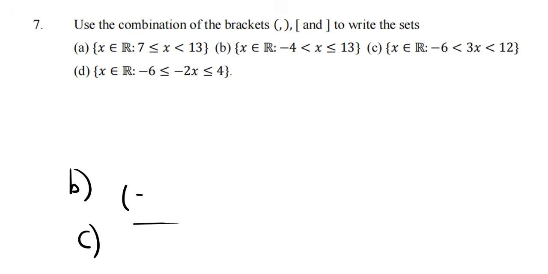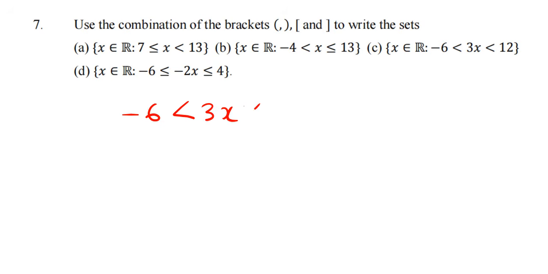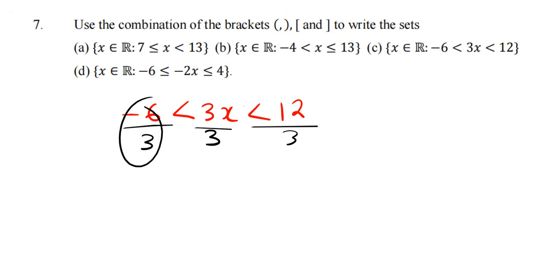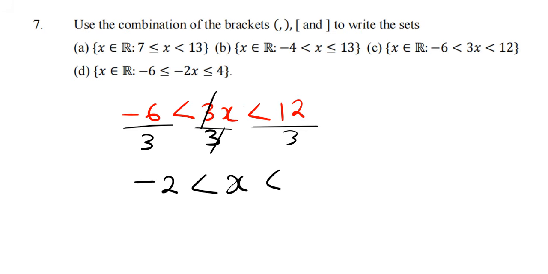We haven't simplified x, so let's simplify this one. We've got -6, we've got 3x, we've got 12. What you're supposed to do is first simplify this by dividing by 3 throughout, so I just have x in the middle. Now -6 divided by 3 is -2. Then the 3 and the 3 divide, so they just remain with x. Then 12 divided by 3 is 4.